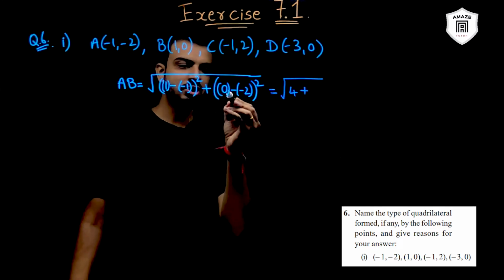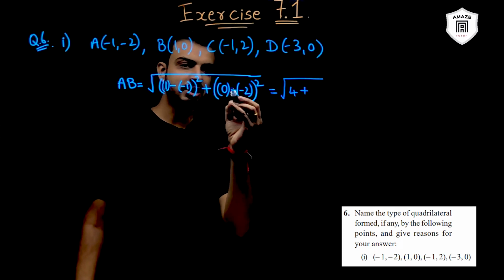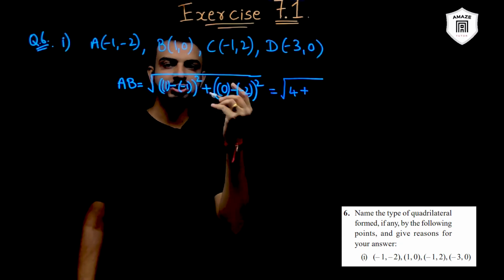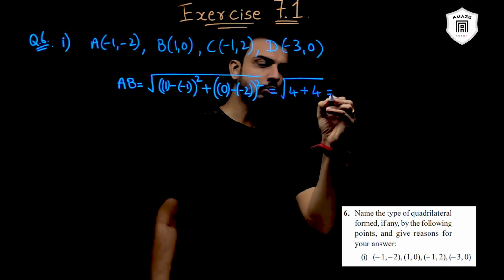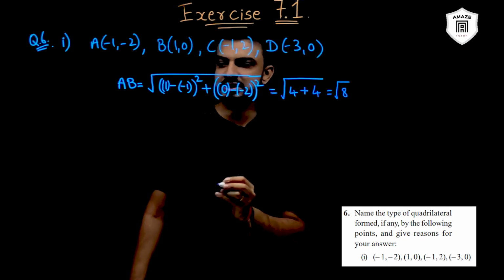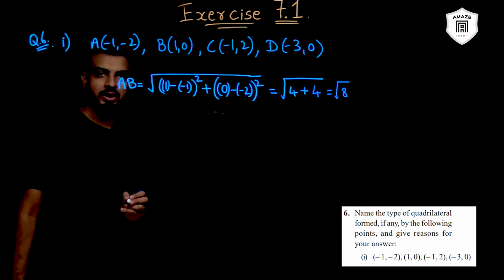Plus 0 minus of -2, minus minus becomes plus. So 0 plus 2. 0 plus 2 is 2, and what is 2 square? It's 4 again, right? What is 4 plus 4? Root 8. So the distance AB is root 8, right?